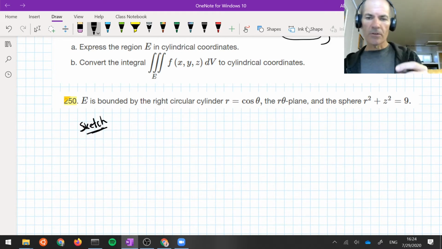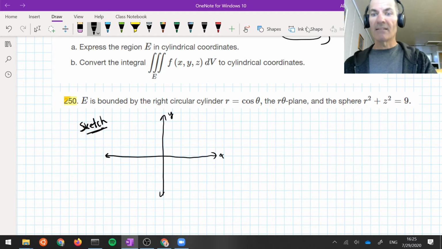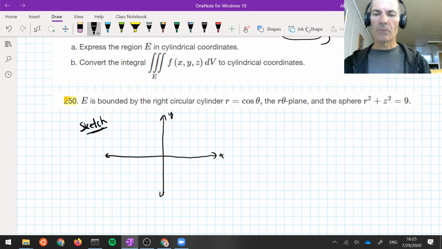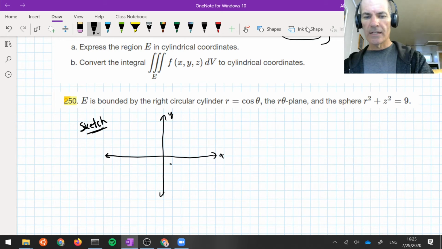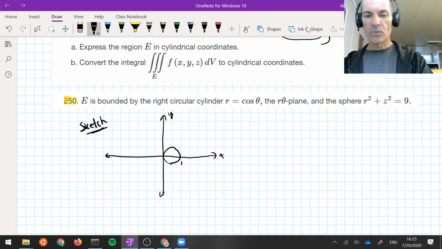I'm going to sketch first what's happening in the xy plane, or as the book calls it here, the r theta plane. In the r theta plane, that's not r. This is x, this is y. In the xy plane, in r and theta coordinates, r equals cosine theta. You may or may not remember this. This was a circle that was offset from the origin, a circle of radius, sorry, 1/2, I guess, offset from the origin. So we'll call this 1 right here.